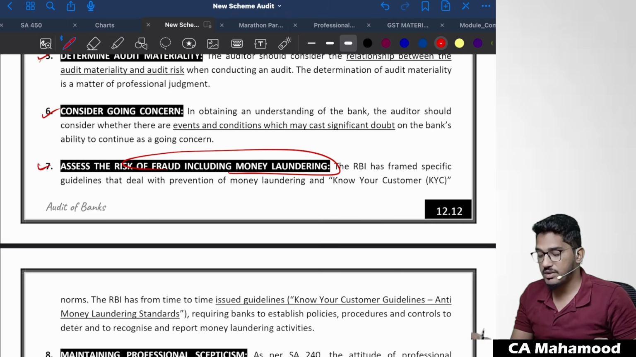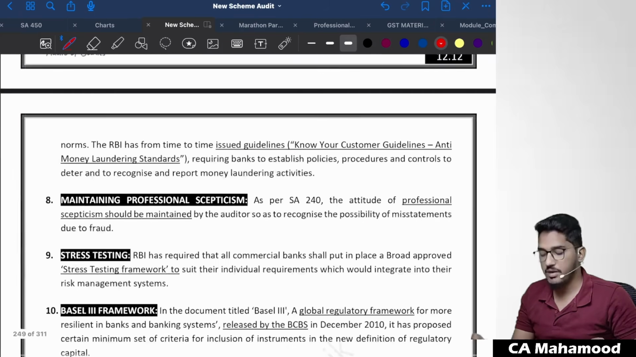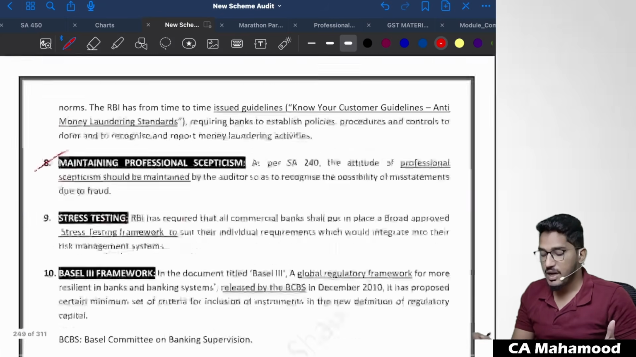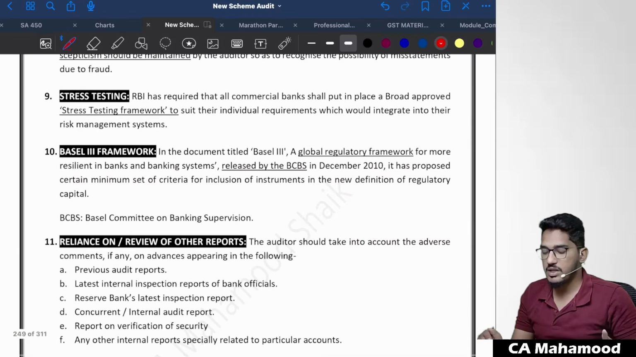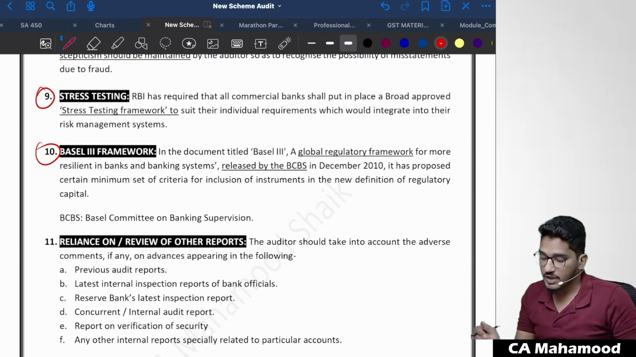RBI has given a framework like know your customer to avoid money laundering. So as an auditor, we need to verify whether there is any risk of money laundering in the case of the bank. And we have to maintain professional skepticism. We have to maintain a questioning mind. We should not believe whatever comes to our notice. We have to question that. And specifically we need to do two extra things. Till now whatever we have discussed, we do in every audit. But point number 9 and point number 10, we do only in the case of bank audits. What are those special things which you do in the audit of banks?